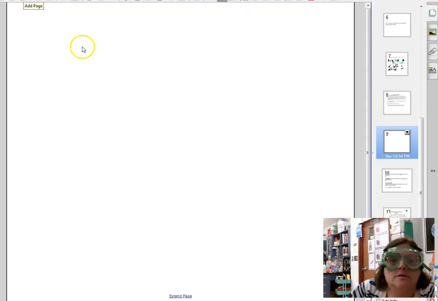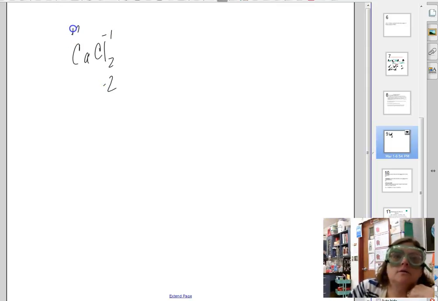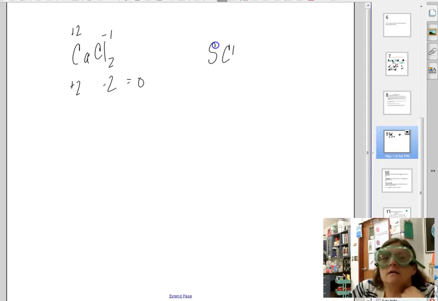For example, here's a typical ionic compound, calcium chloride. We can look at the periodic table. Chlorine makes a -1 charge. There's 2 of them. We know calcium's +2 because it's in the second family. +2 minus 2 is 0. But what about this one?